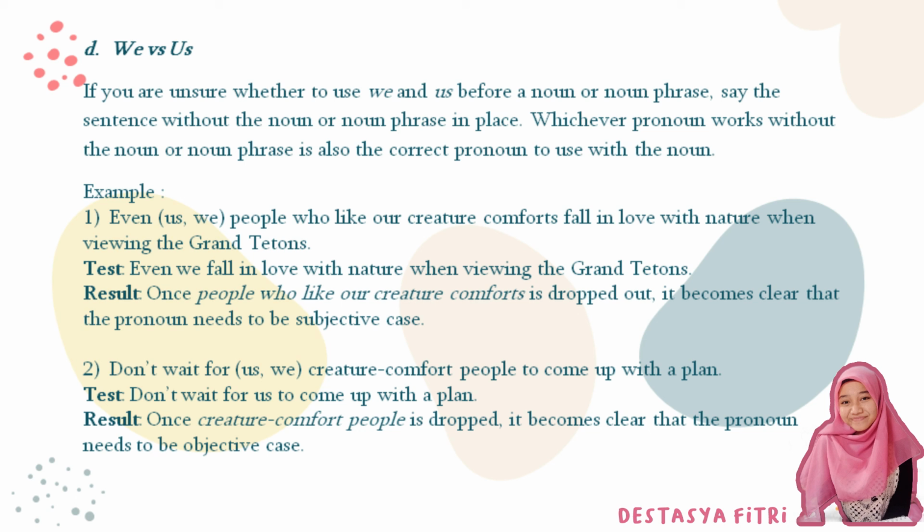Number 2: don't wait for us, creature comfort people, to come up with a plan, or, don't wait for we, creature comfort people, to come up with a plan. Thus, don't wait for us to come up with a plan. Result: once creature comfort people is dropped, it becomes clear that the pronoun needs to be objective case.